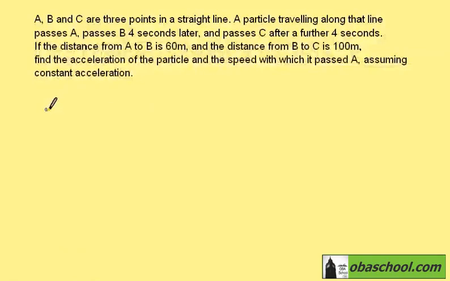This is another situation where a clear diagram will help. So let's draw the points A, B and C in a straight line. The particle passes A with an unknown speed, but since this is the speed at the start of the motion, we'll call it u to represent initial velocity.